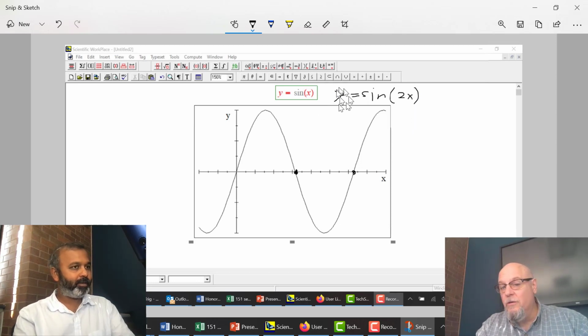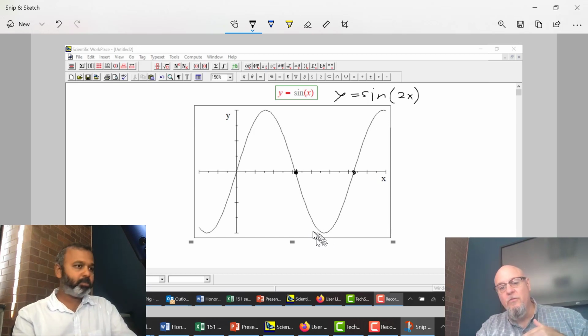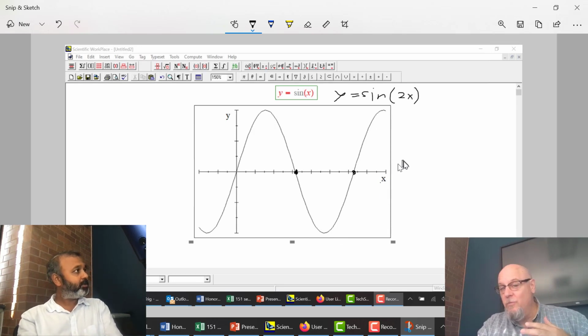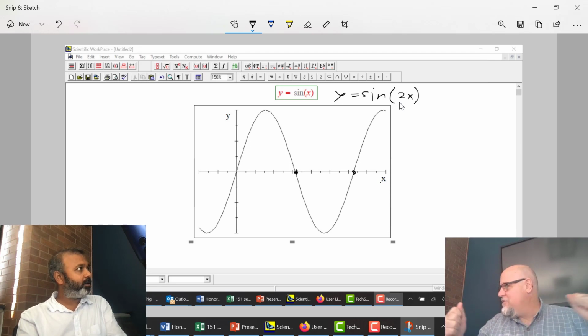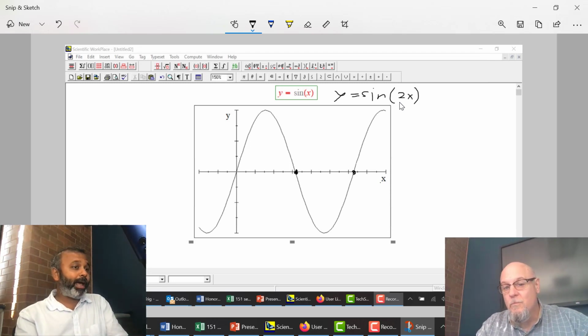The y is still the sine of something. The biggest a sine could ever be is 1, and the smallest a sine could ever be is -1. So it still goes up to 1 and down to -1. My initial intuition is that throwing a 2 in front of the x should stretch it this way. That sounds right? Let's see what happens.